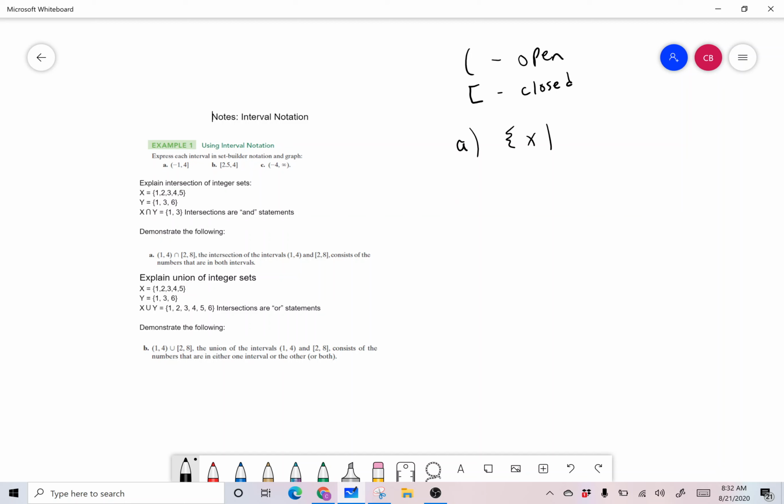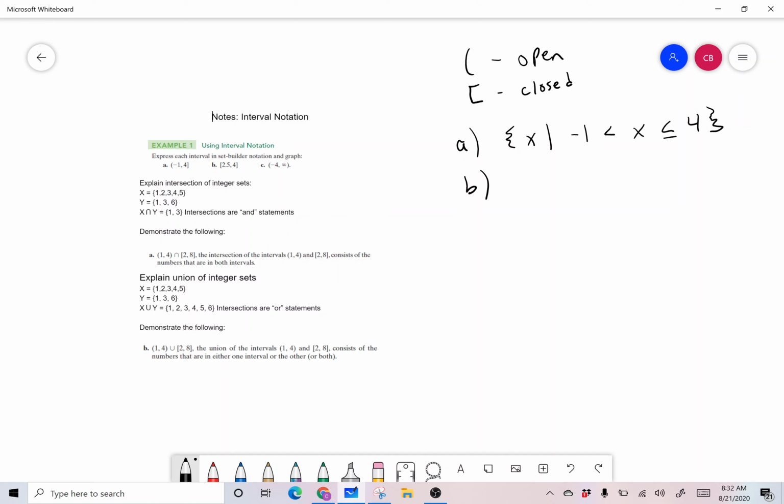So it says they want it between -1 and 4. So -1 is not included, so strictly greater than -1, but less than or equal to 4. Okay, so that would be your set builder notation.